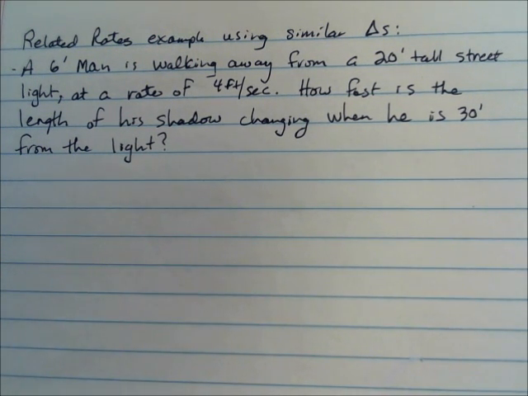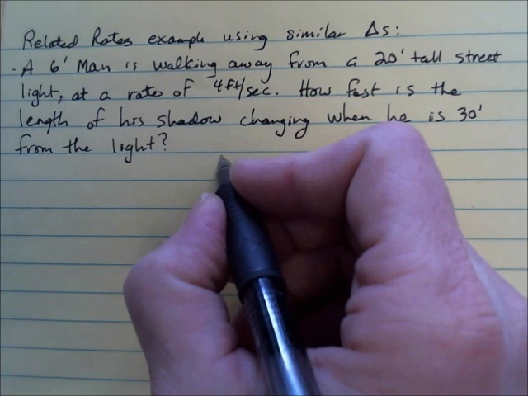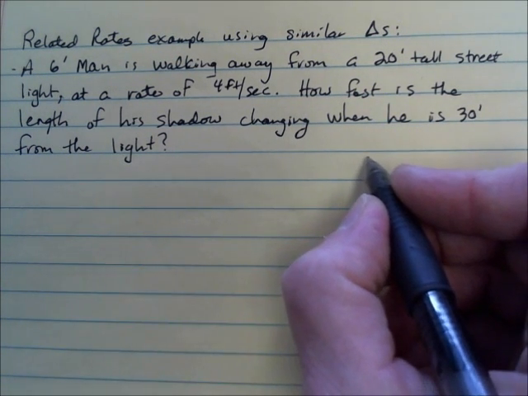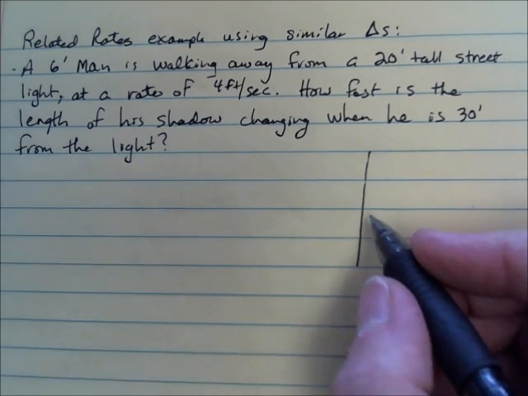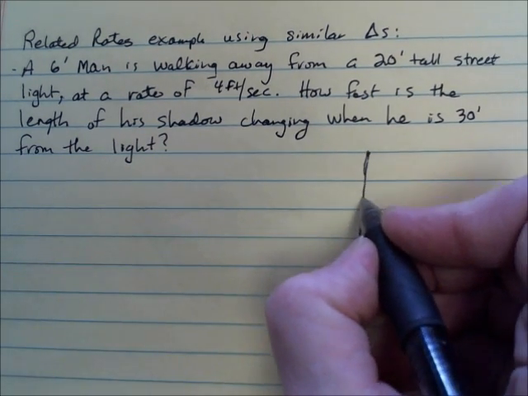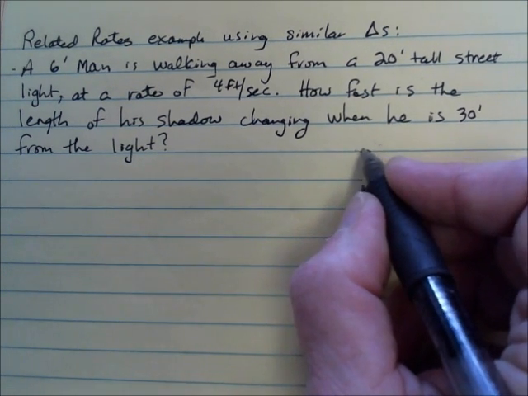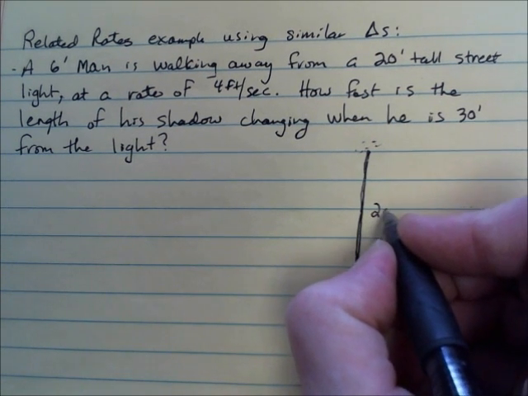So our first problem is to draw a good picture of this example. So what we have is a 20-foot tall streetlight. So I'll draw this over here. Streetlight should be just a plain old vertical line here. You want to put a little light on the top of this, you can. And this height is 20 feet.